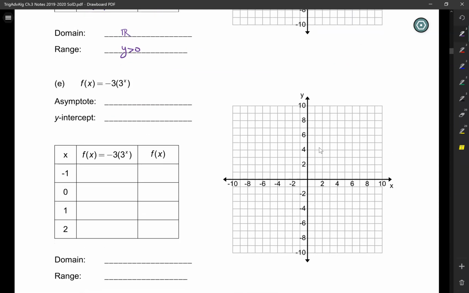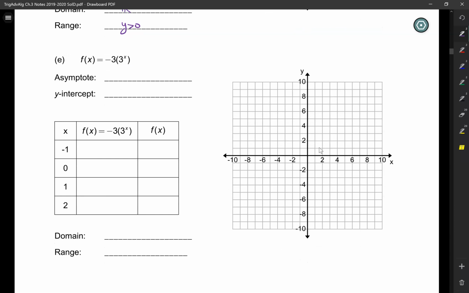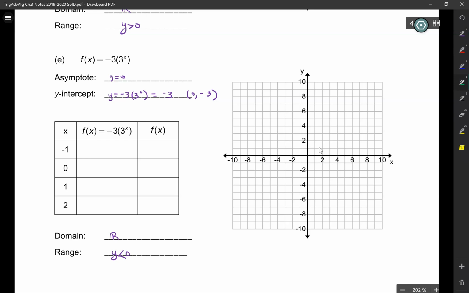All right. This one, what's the asymptote? Y equals 0. Intercept, y is negative 3, 3 to the 0, negative 3. Domain, all reals. Range, y is greater than 0. Is that right? Is it greater than 0? No, it's less than 0. How do we know that it's less than 0? Because of this negative here.